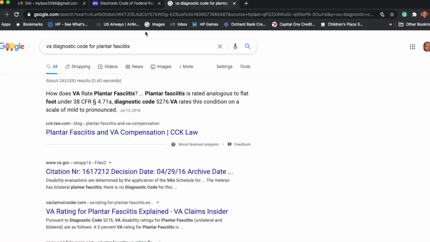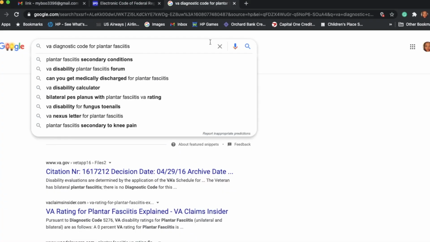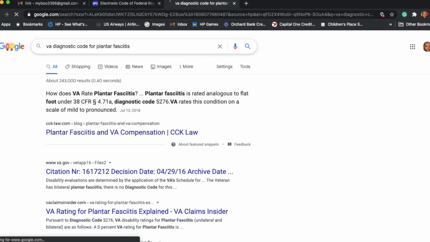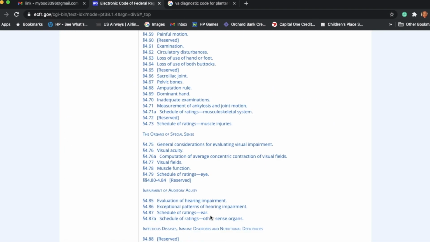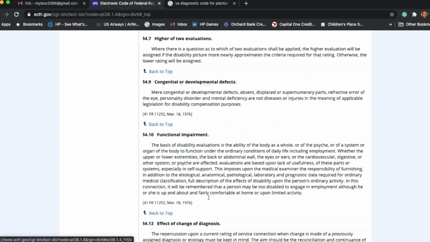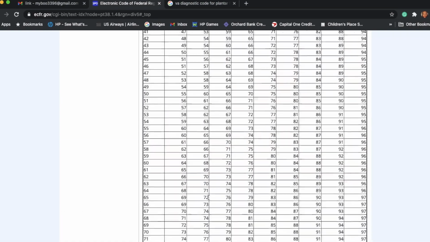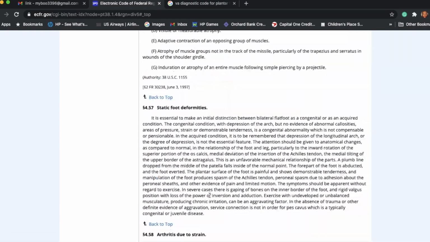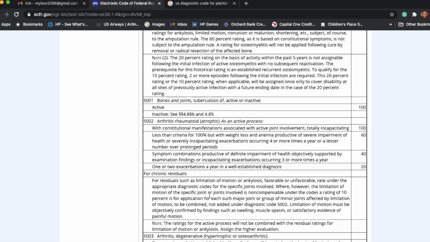So 5276 is flat feet, acquired. And then it talks about the rating. So for bilateral flat feet, both of my feet are flat, and then it has unilateral. So bilateral, you would get a 50% rating. Unilateral, you would get a 30% rating.